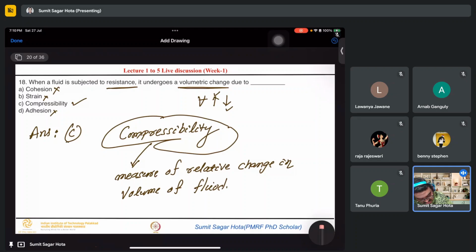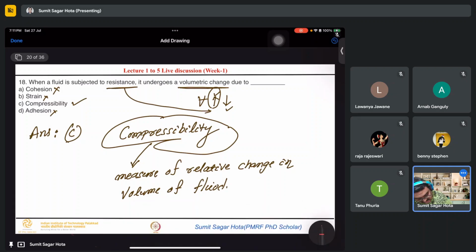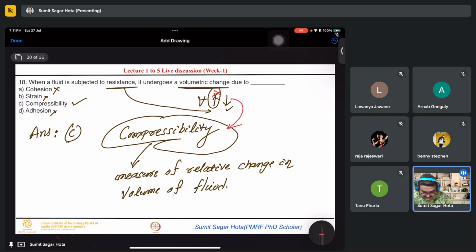So they are telling resistance, and here you can see the resistance leads to compression. This expansion is not possible. Due to resistance this expansion cannot be a possible option because they have directly written resistance. So this is a wrong option, and compressibility is the correct option.